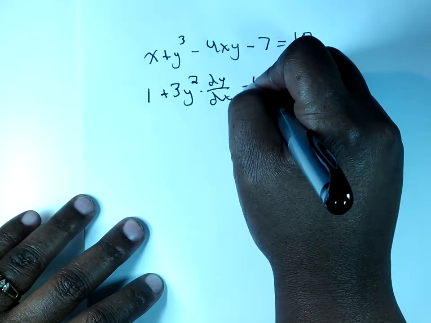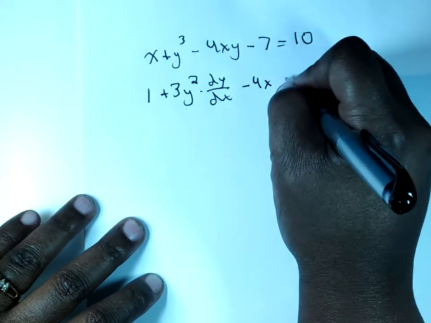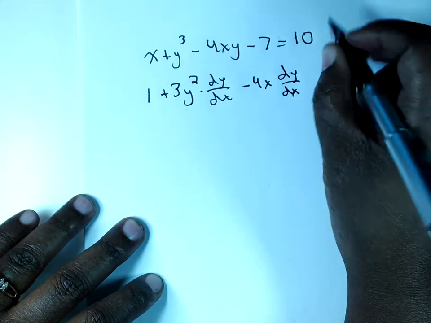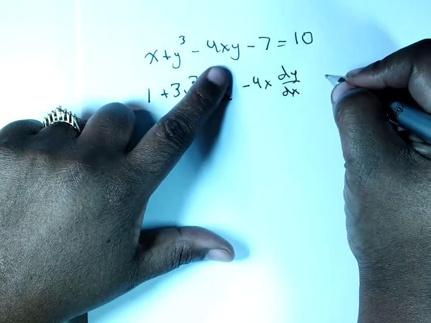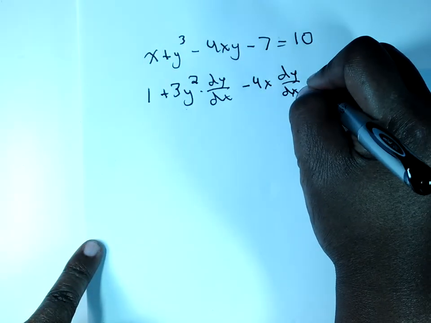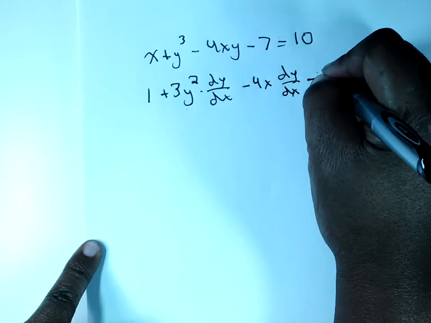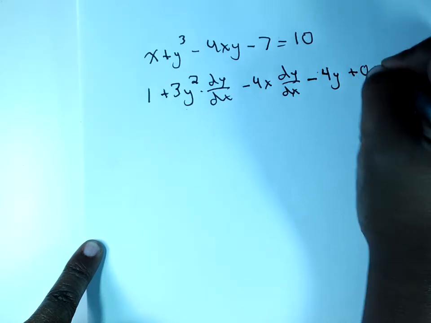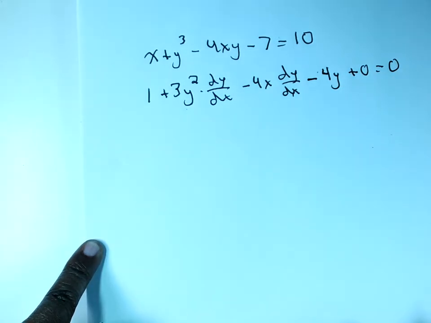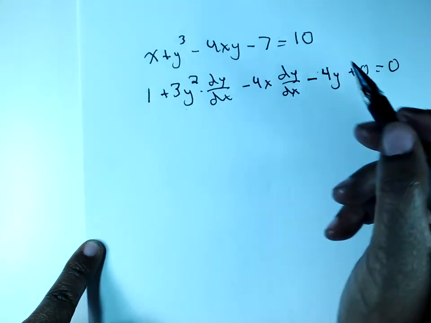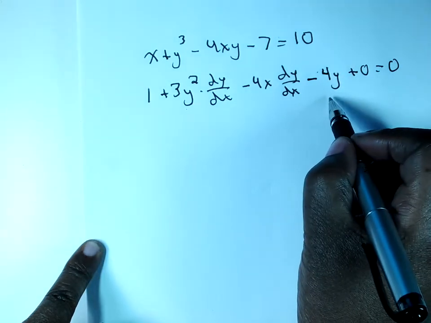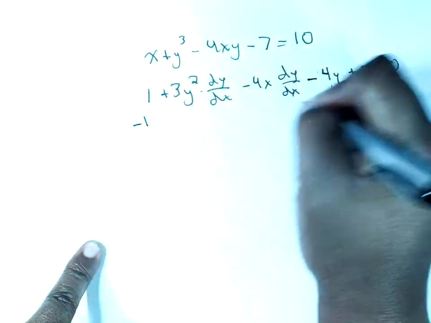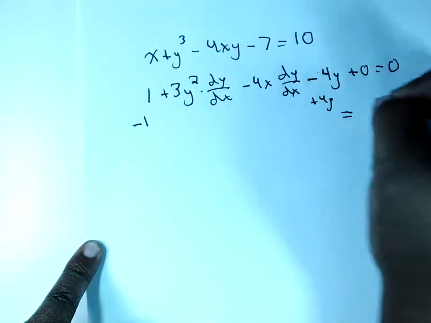This minus 4xy, I have to use the product rule. So I'm going to do minus 4x times the derivative of y, which is dy/dx. And then we have the y times the derivative of negative 4x, which just gives me a negative 4 times y. And then the 7 gives me a 0, and the 10 gives me a 0. So the terms that don't have a dy/dx, I have to move to the other side. So I'm going to subtract 1 and add 4y.